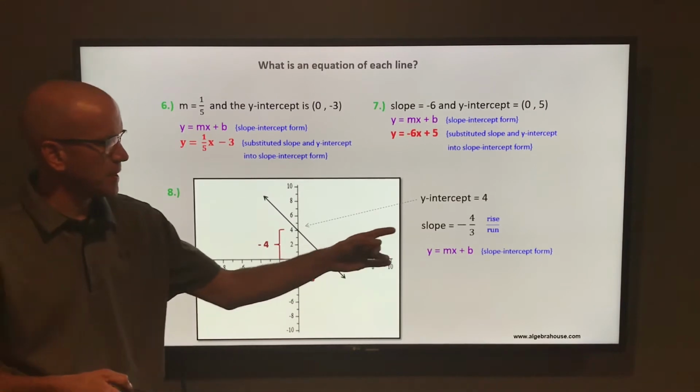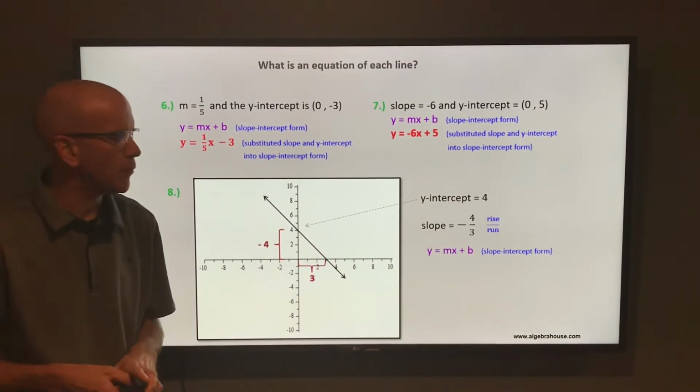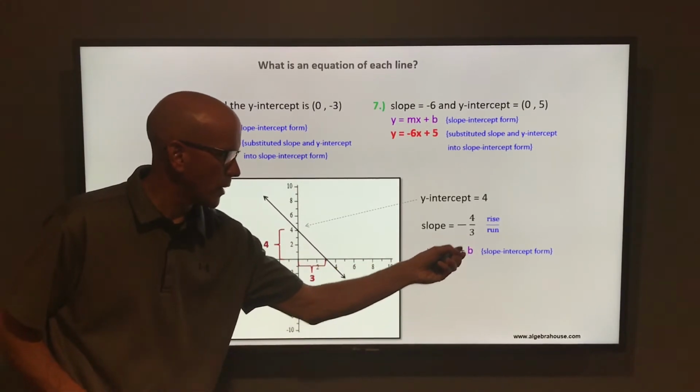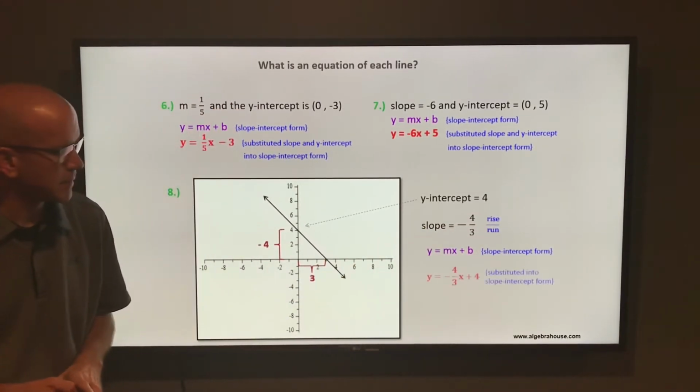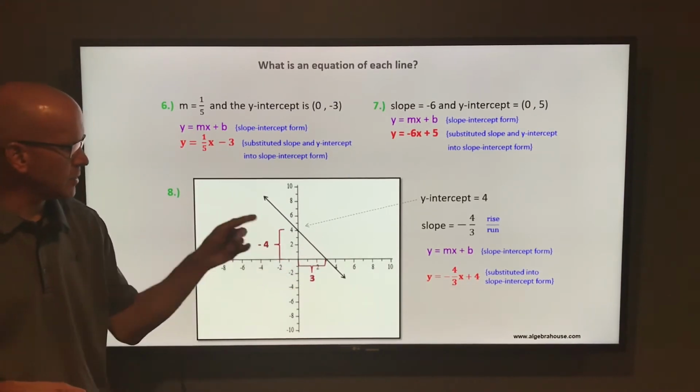So with the slope being -4/3 and the y-intercept being 4, substitute those in the slope-intercept form. Put -4/3 in for m, 4 in for the y-intercept, and it'll be y equals -4/3 x plus 4. That is the equation of that line.